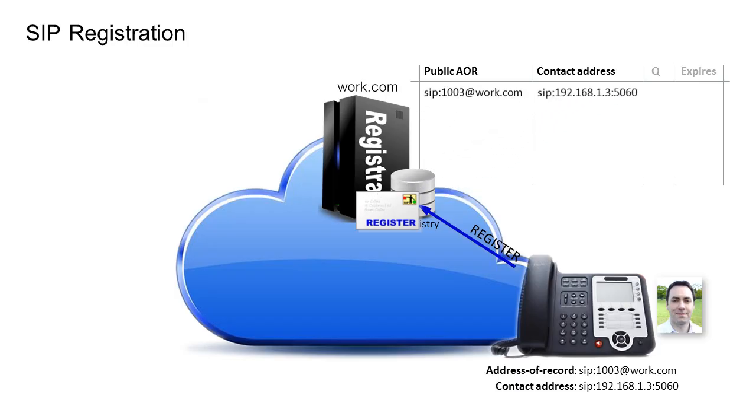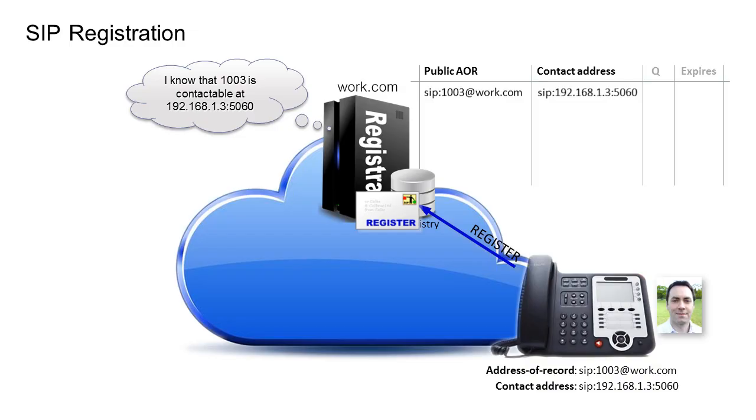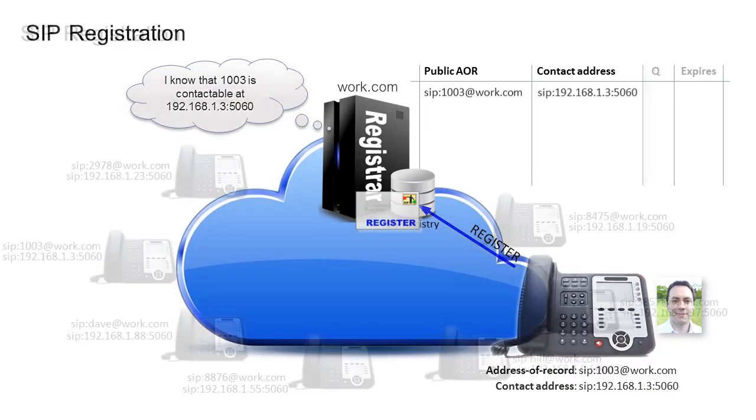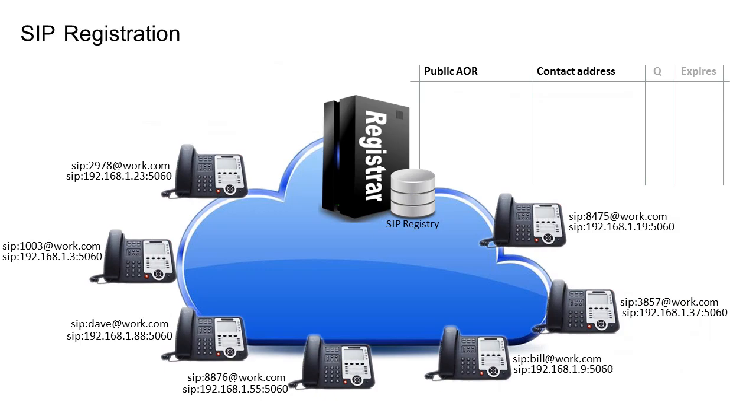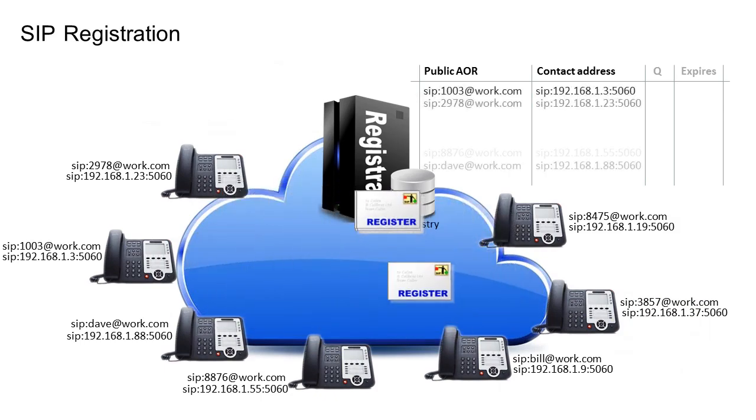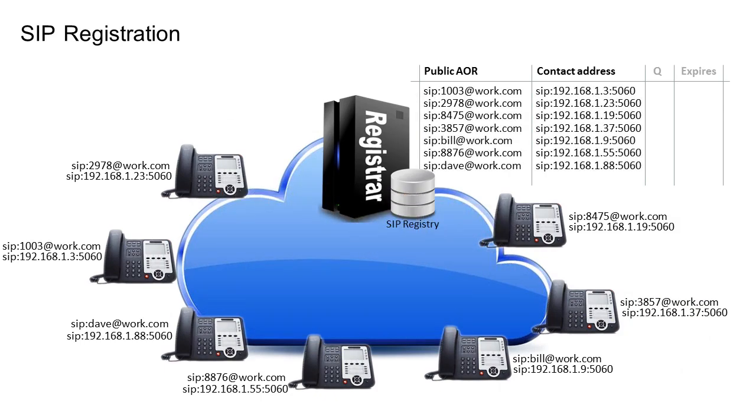From there on, if anyone asks, it knows that 1003@work.com is contactable at 192.168.1.3, port 5060. In fact, if every user registers his address of record and contact address with the registrar, the server then knows where everyone is contactable.